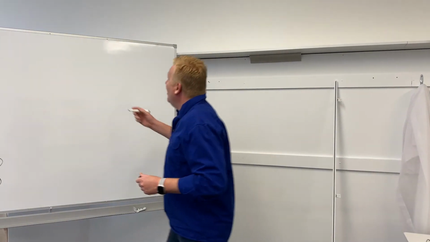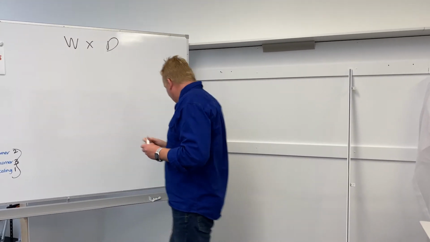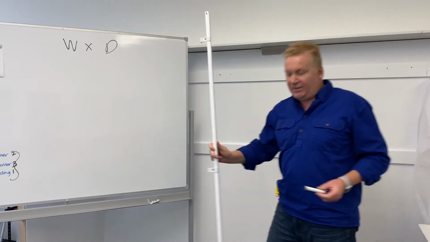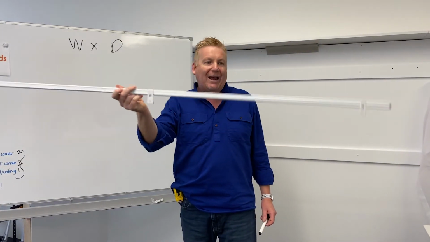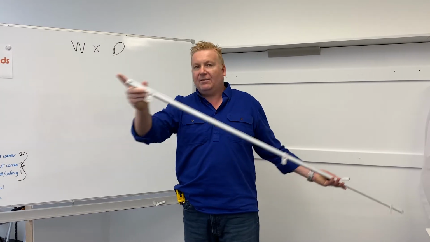Now let's get started. What we need is the width by the drop. Okay, so the width you give me, and there's my back to the camera, is simply the width of the track that's going to be. So it's the width measurement from there to there, just that side there.